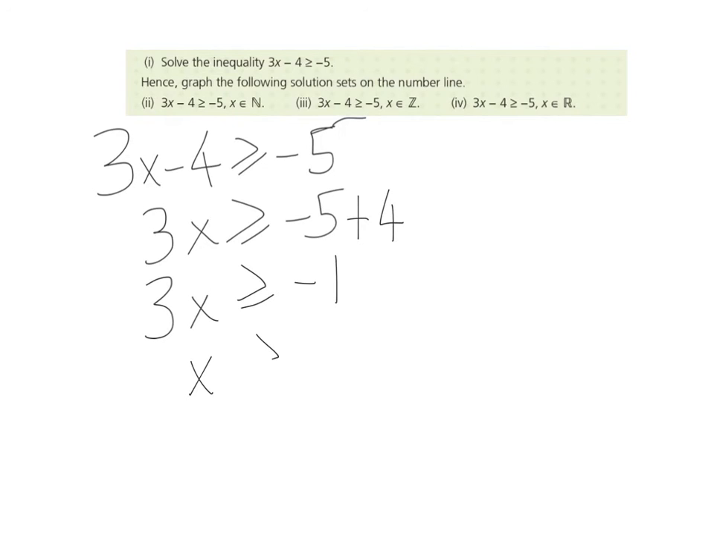So x is greater than or equal to... this 3 at the moment is 3x, and it's multiplied, of course. What happens to a multiply when it comes across? It becomes a divide. Now this is a difficult one, because look, I've ended up with a fraction, and that's what I'm basically looking for at the end of all these.